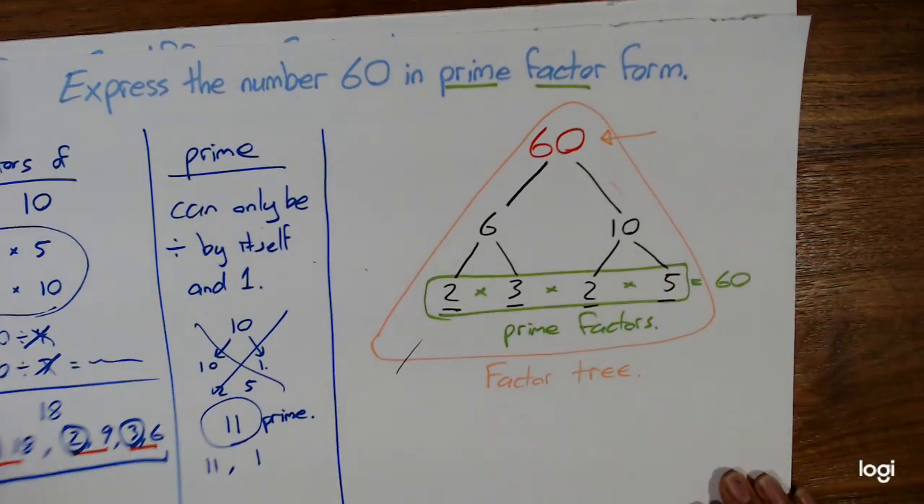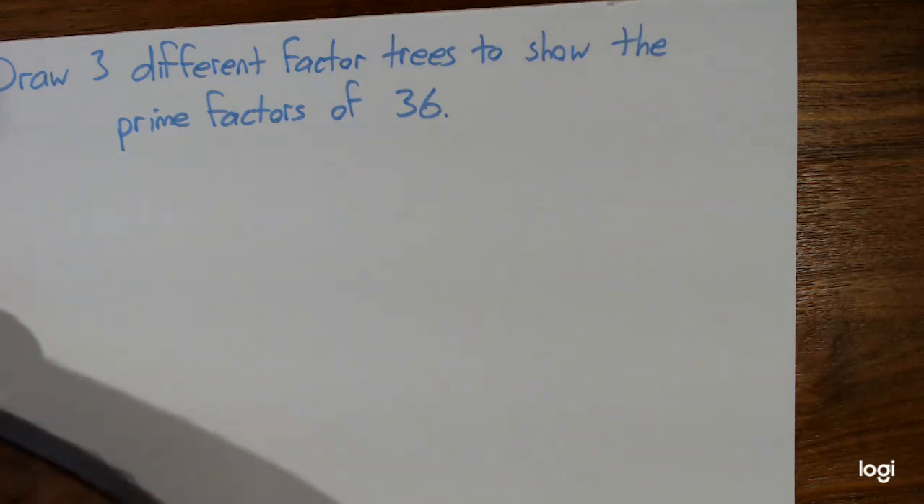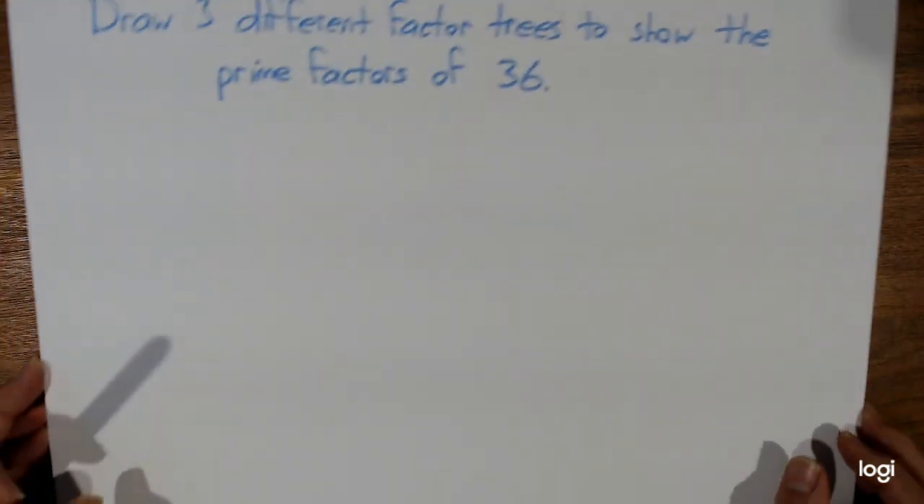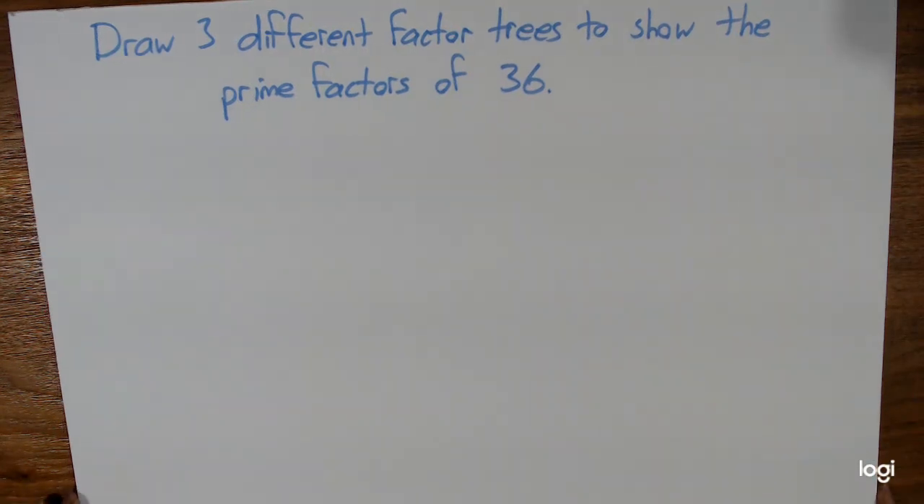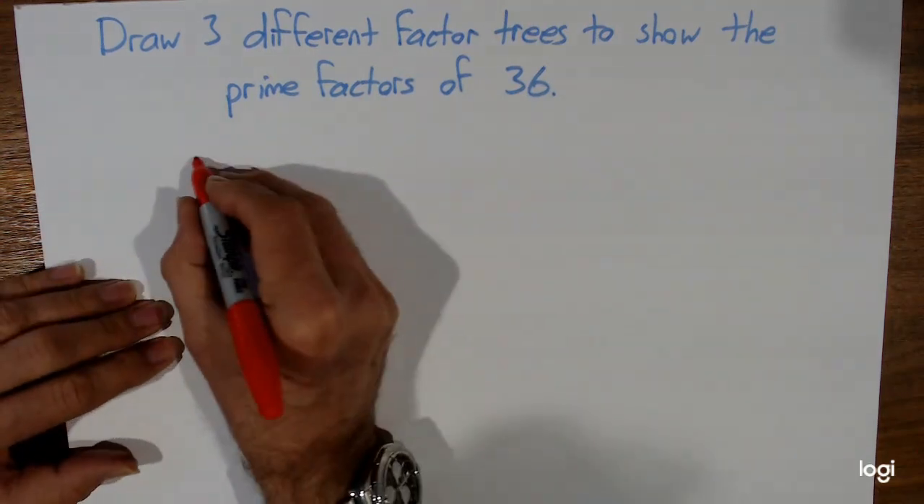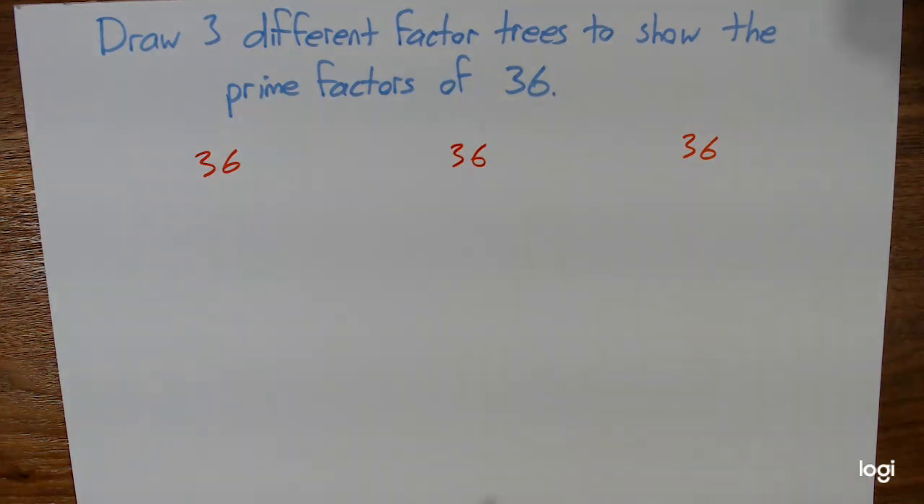All right, I'm going to show you another one. Okay, have a look at this. Draw 3 different factor trees to show the prime factors of 36. We're going to do exactly what you just saw with 60. We're going to do it 3 times for the same number, and they have to be different. When I started showing you this for 60, I said you pick any 2 numbers that multiply to 60. So we're going to pick any 2 numbers that multiply to 36.